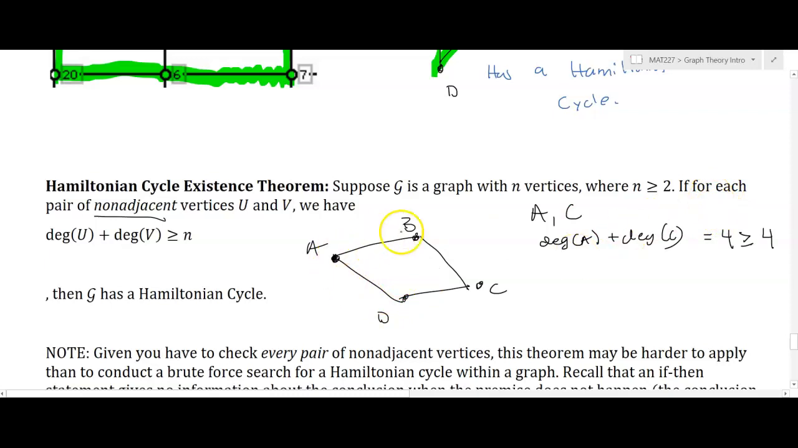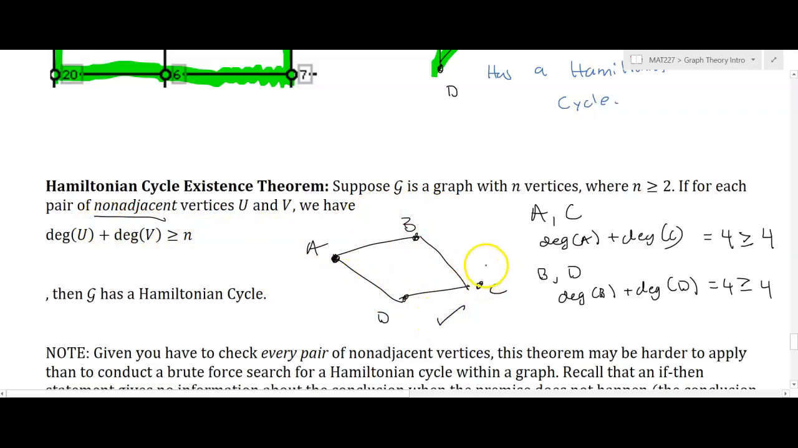We would have to do the same thing for vertex B. B is only non-adjacent to D, and if we add together the degree of B plus the degree of D, we also get 4, which is in fact greater than or equal to the number of vertices in the graph. And the same thing would hold for vertex C, because C and A would be paired, B and D would be paired. So since the sum of these degrees is greater than or equal to the number of vertices in this graph, this definitely does have a Hamiltonian cycle.